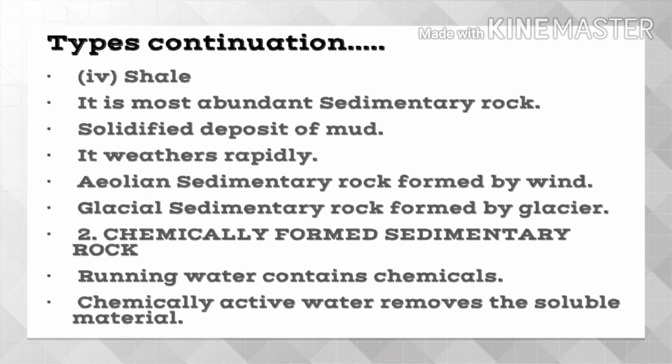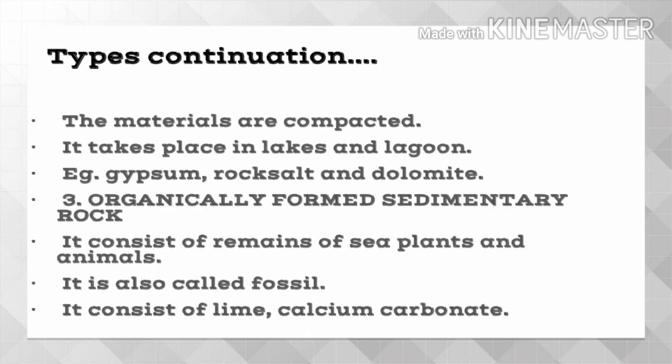Otherwise, what happens is the deposition which has taken place in the lakes and lagoons, if it is a shallow lake or lagoon, when the water evaporates, at that time the rocks become compact. Thus the formation of chemically formed sedimentary rock takes place. Some of the examples of the chemically formed sedimentary rock are gypsum, rock salt, dolomite, okay, they are the examples.